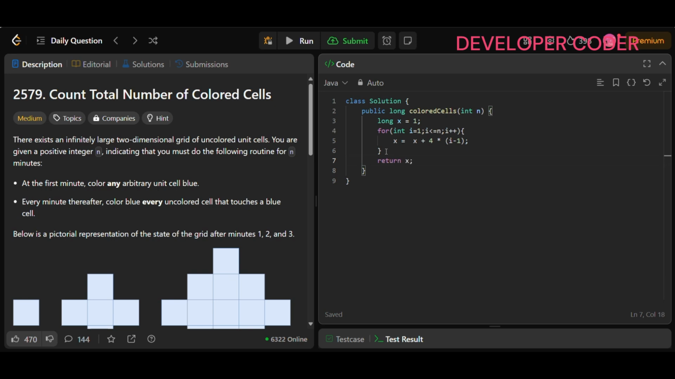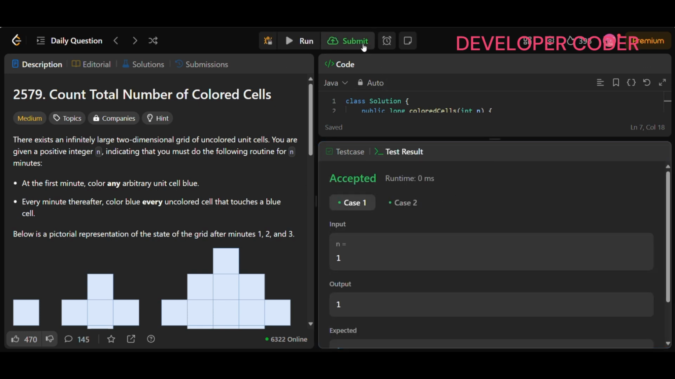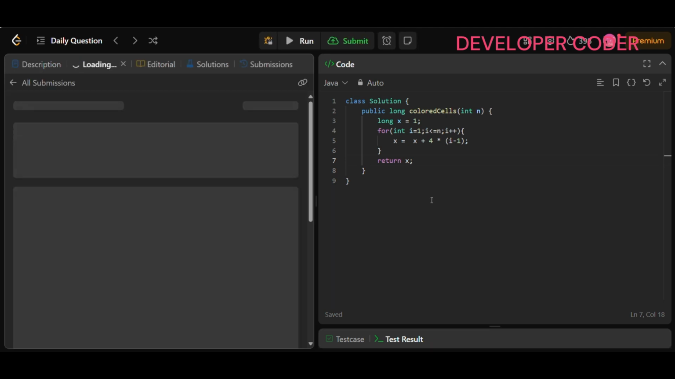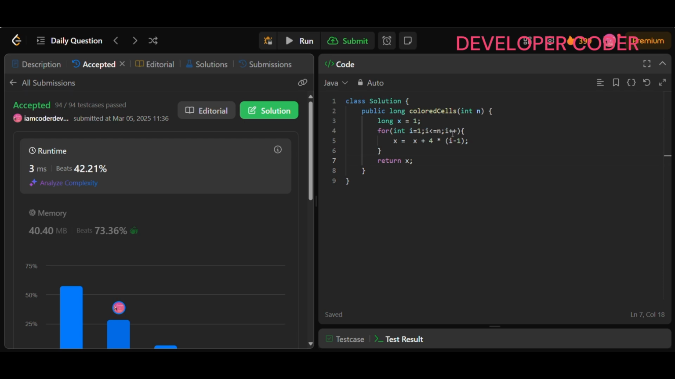Now let's run the code and see if there are any code issues. See, all the test cases have been accepted. Now let's submit it. So this is going to be my approach 1, and in this approach 1, my time complexity is going to be O of n. Now can I solve this problem in O of 1 time complexity? Yes, I can solve this problem.